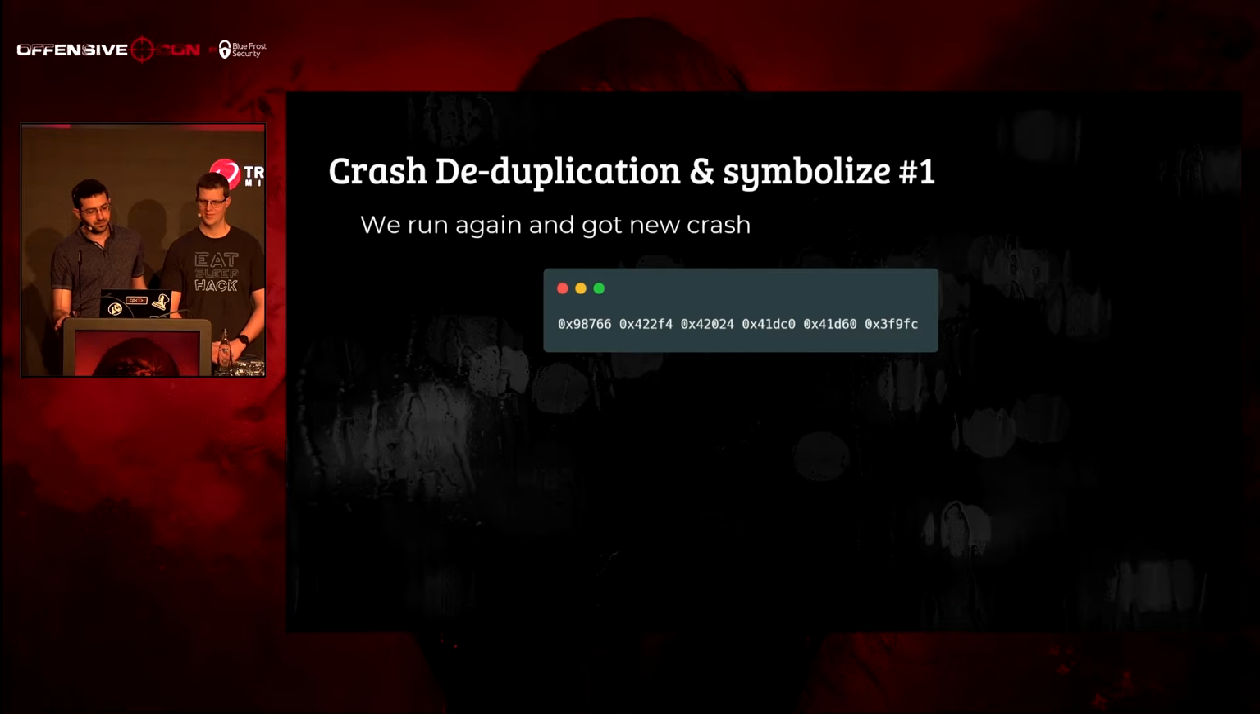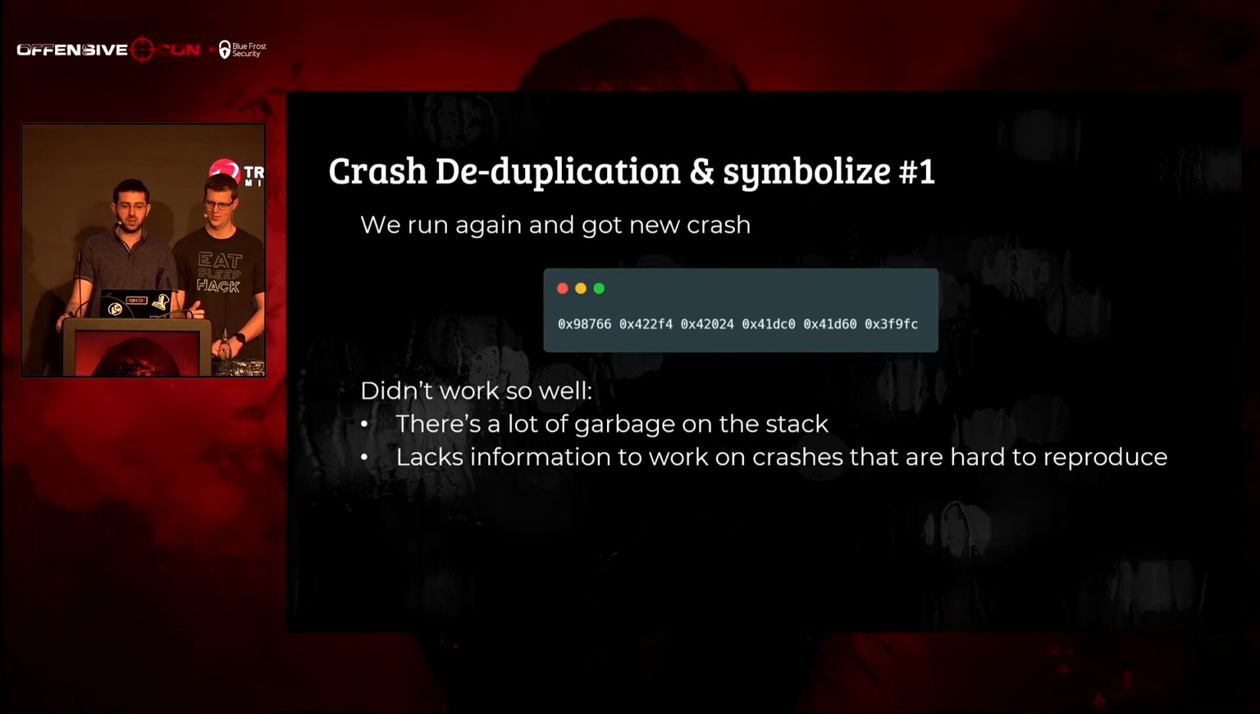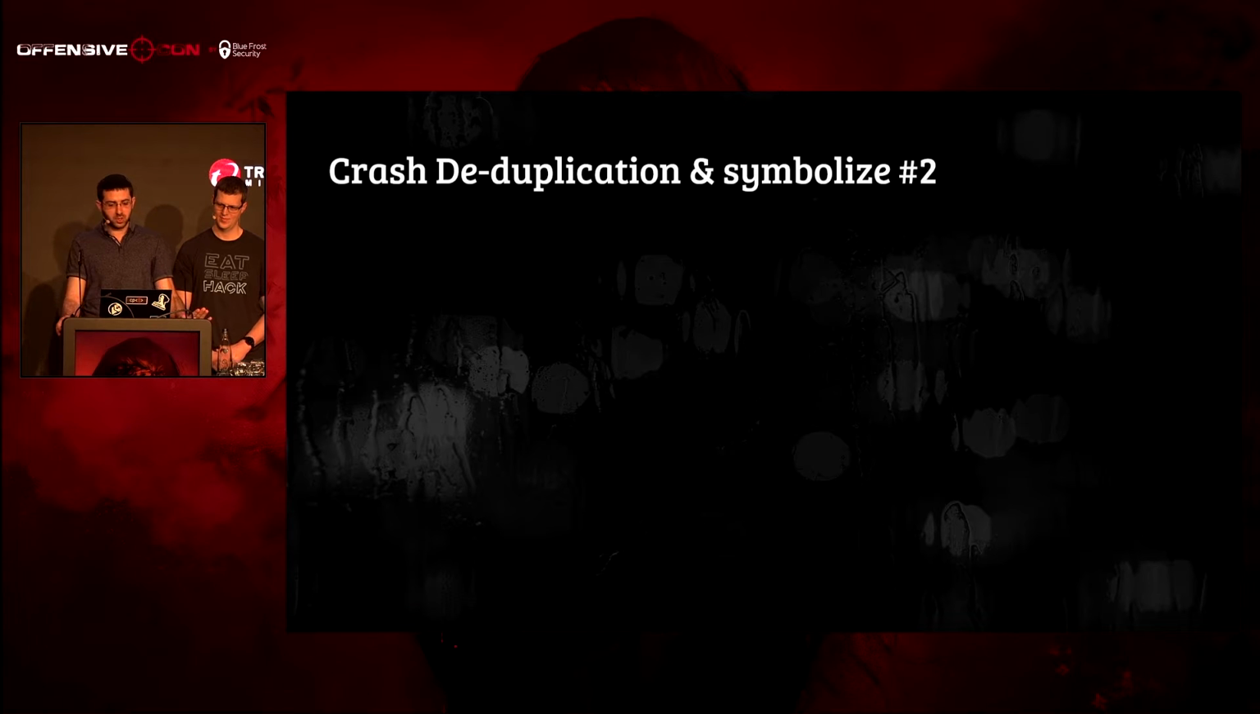We ran the fuzzer again, and we got a new crash with a different error code. Unfortunately for us, the crash did not reproduce. We spent hours reproducing the bug, but root causing a bug from offsets and random junk off the stack proved really difficult. So clearly, our first symbolizing attempt didn't go well. At this point, we said, let's use a debugger to capture crash information and use that for deduplication.